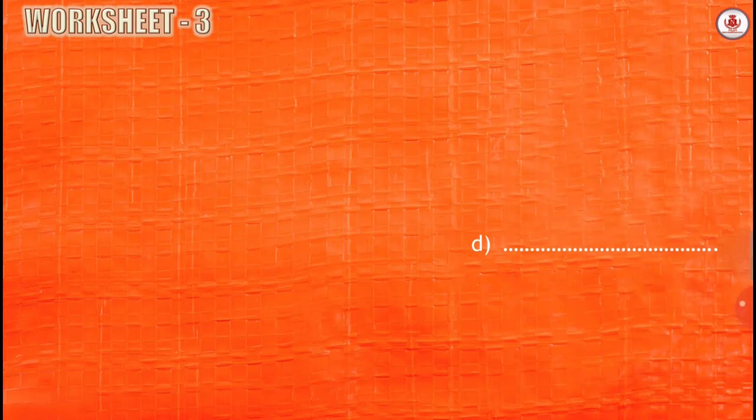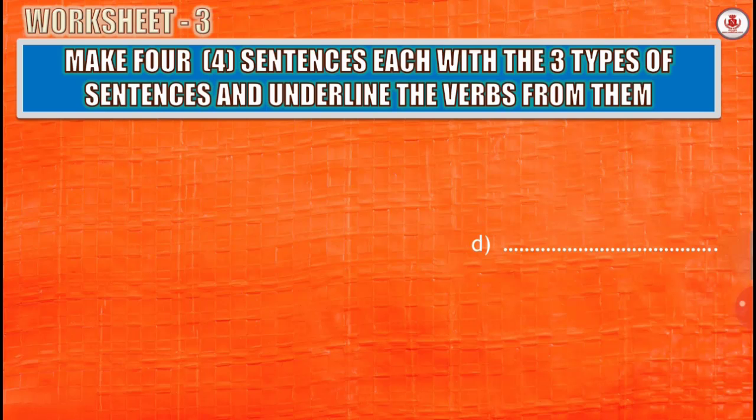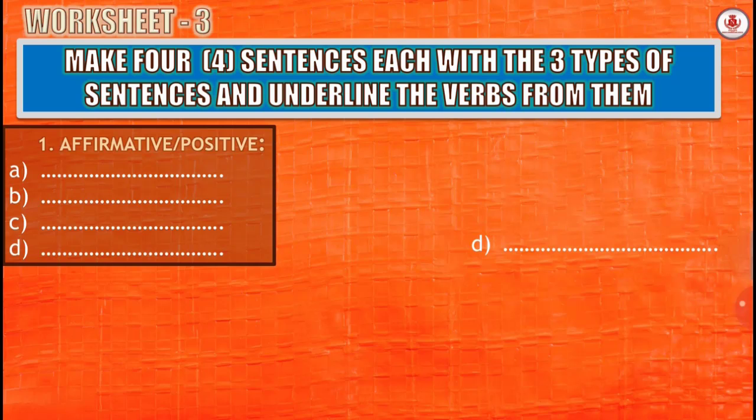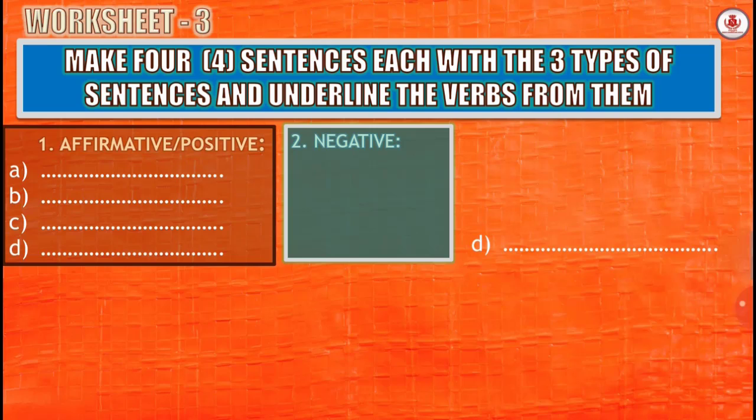Worksheet number 3. Make 4 sentences each with the 3 types of sentences and underline the verbs from them. Alright, you have to underline the verbs. Affirmative or positive, here you have to make 4: A, B, C and D. Write these affirmative or positive sentences like I've written here, and in A you write down the sentences. A, B, C and D, you write down the sentences, and the same thing goes with negative sentences also.